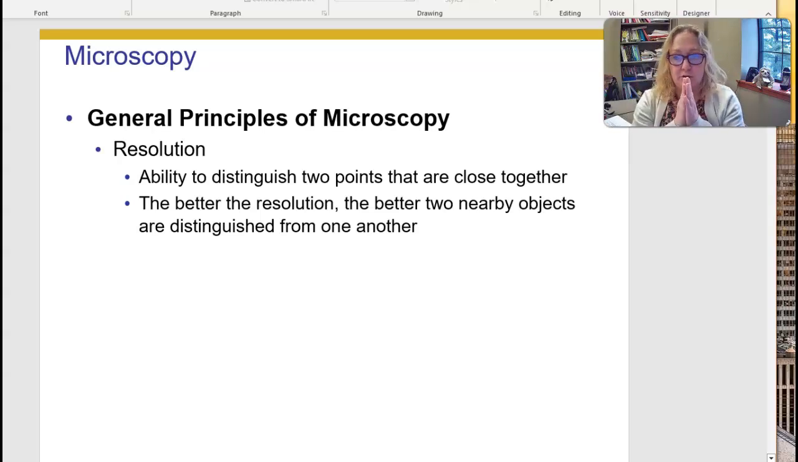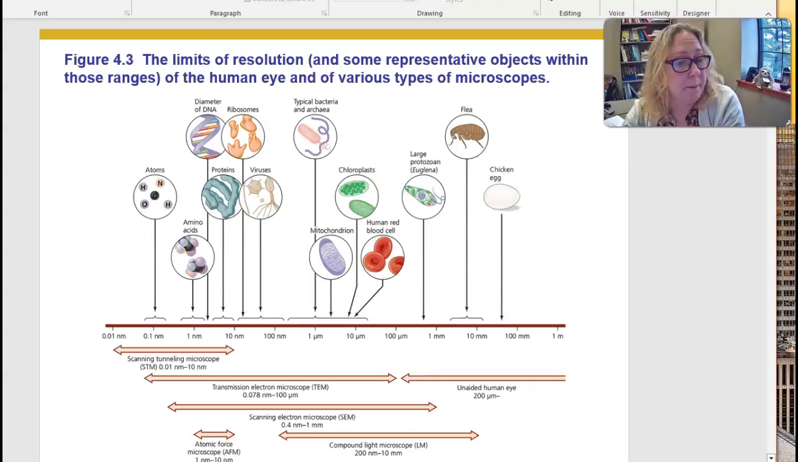Okay, resolution. Resolution is the ability to distinguish 2 points that are close together. The better the resolution, the better 2 nearby objects are distinguished from one another. This is like pixels. So you've got some blobbish, and you're like, I don't know if that's a rod or if that's just a bunch of cones together. You need better resolution. You need to be able to distinguish those 2 things. Is it a big blob? Is it a bunch of little blobs that are connected to make a big blob? You think I'm kidding. I'm not.